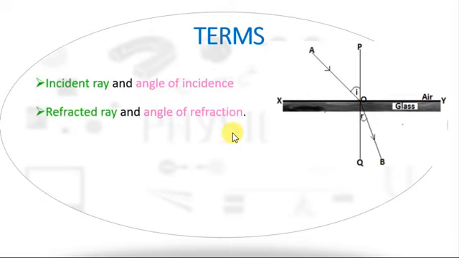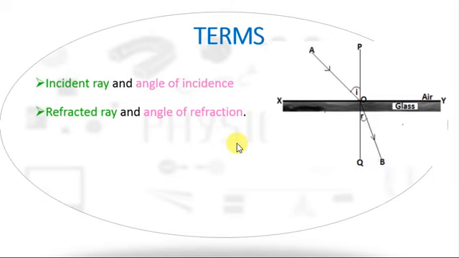Then we have the refracted ray, the ray which has been bent, the ray which is coming out. Here it is demonstrated as OB, from O to B, that is the refracted ray. And the angle between that refracted ray and the normal is what we call the angle of refraction.